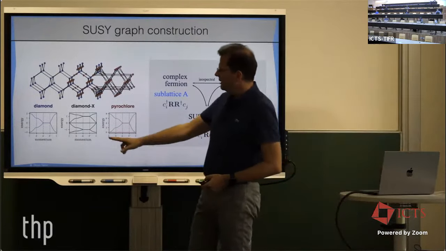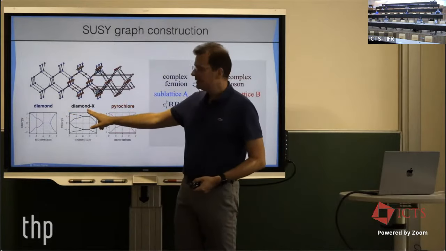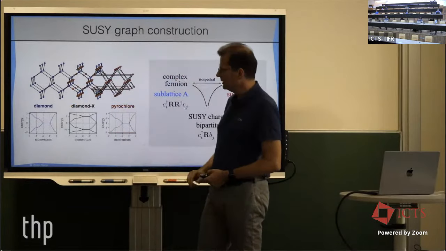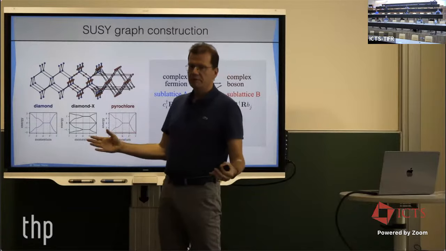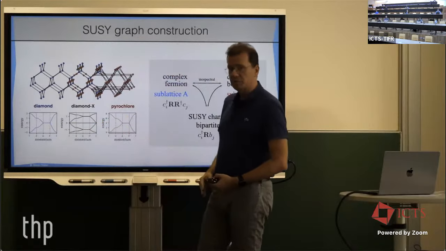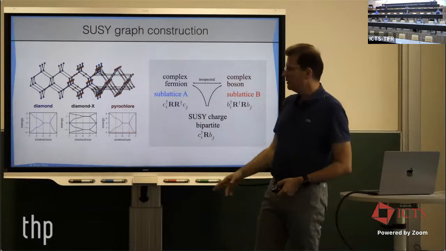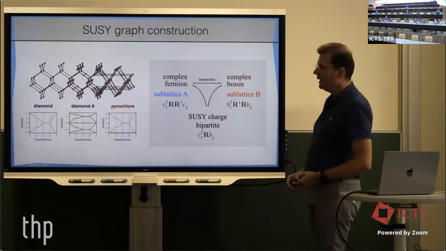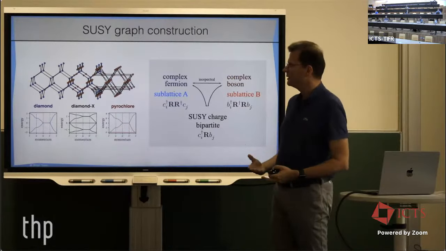Let me connect the diamond lattice to the pyrochlore lattice by going through what's called the diamond X lattice, a diamond lattice where on every bond I put an additional site. This is a supersymmetric charge lattice, which decomposes into these two bipartite sublattices, which are then isospectral up to zero modes, which again occur here in the pyrochlore lattice because it's a lattice with a larger number of sites in the unit cell. So that is how we can connect supersymmetry to graphs and graph constructions.